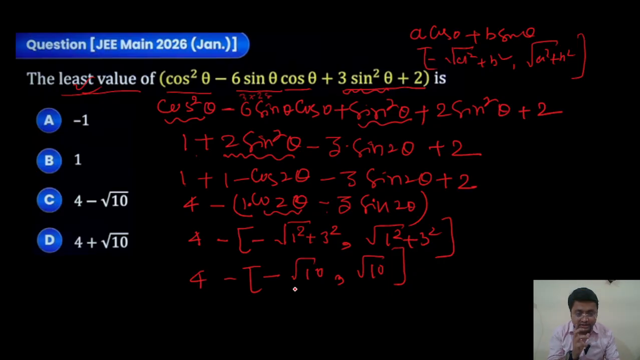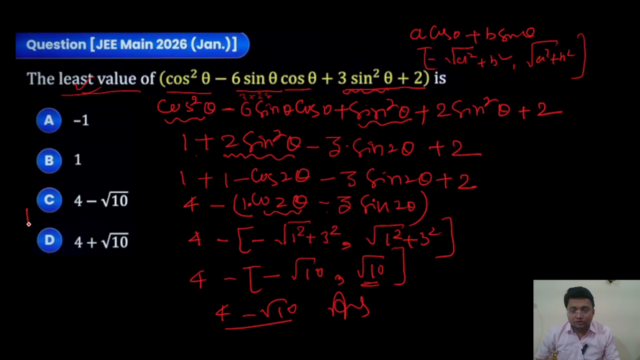So we have to find the least value. So which value will be taken? This value will be taken. So 4 minus root under 10. So this is your answer. What is your correct option? Your correct option is 4 minus root under 10.